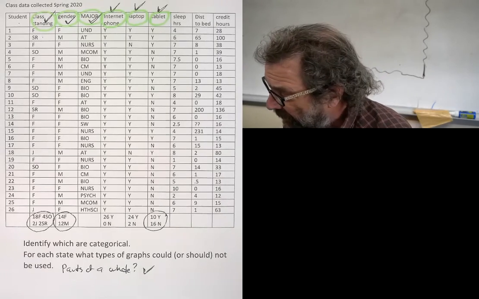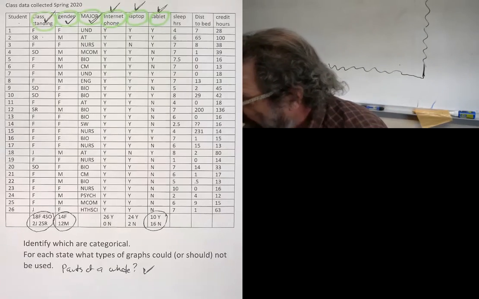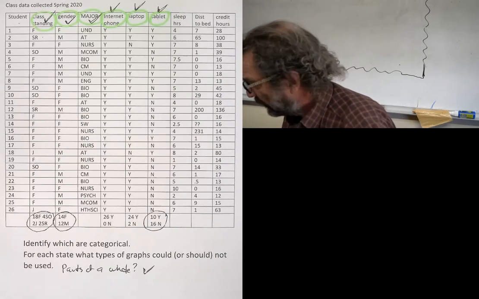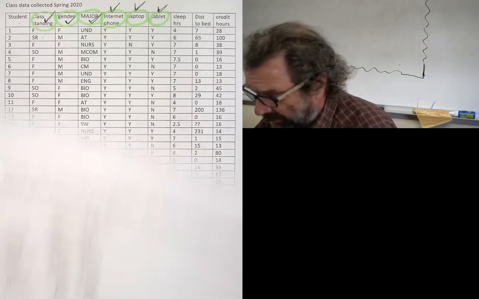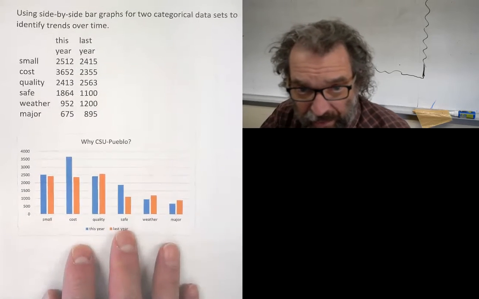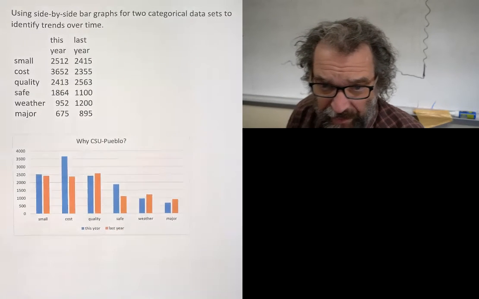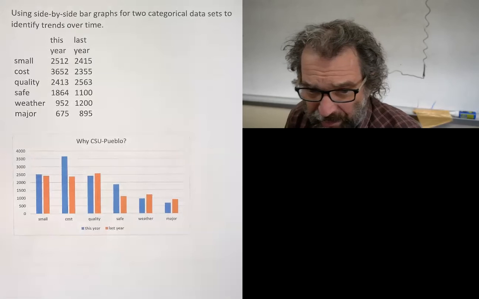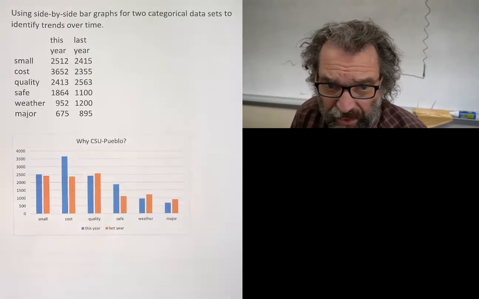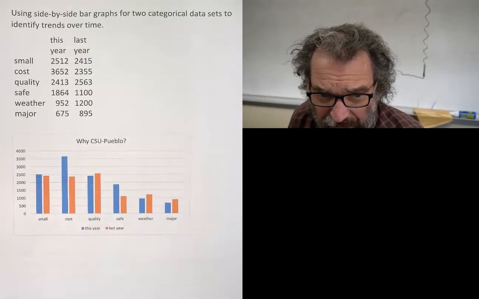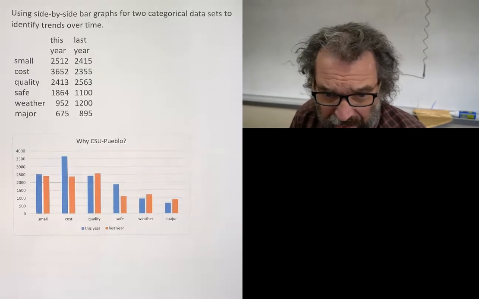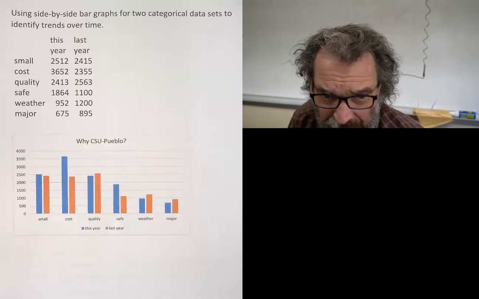Okay, and then I've got one other little piece of information here. We might sometimes make side-by-side bar graphs to compare categorical data sets and trends over time. So this particular graph here compares two years worth of information. They're separated by different colors. This year versus last year. This year's blue, last year is red.